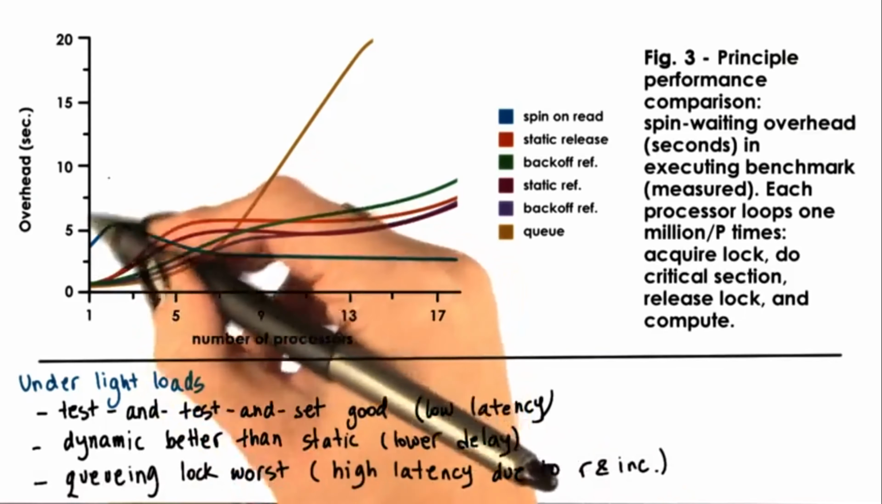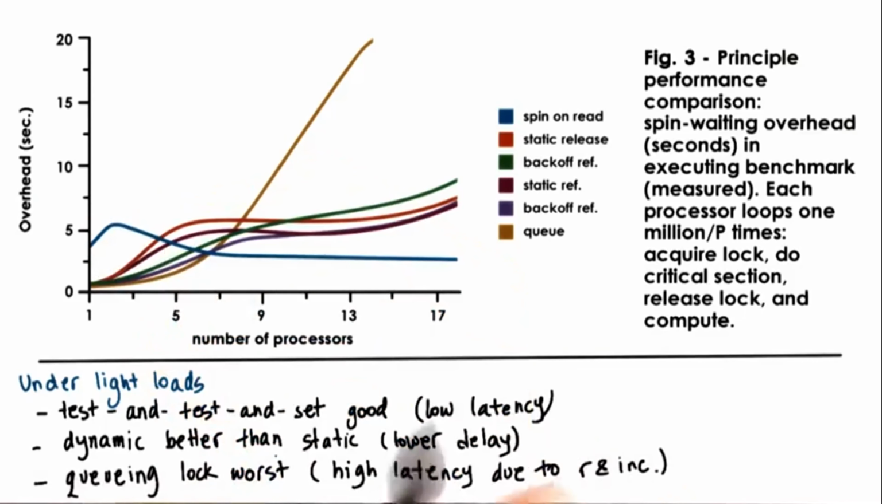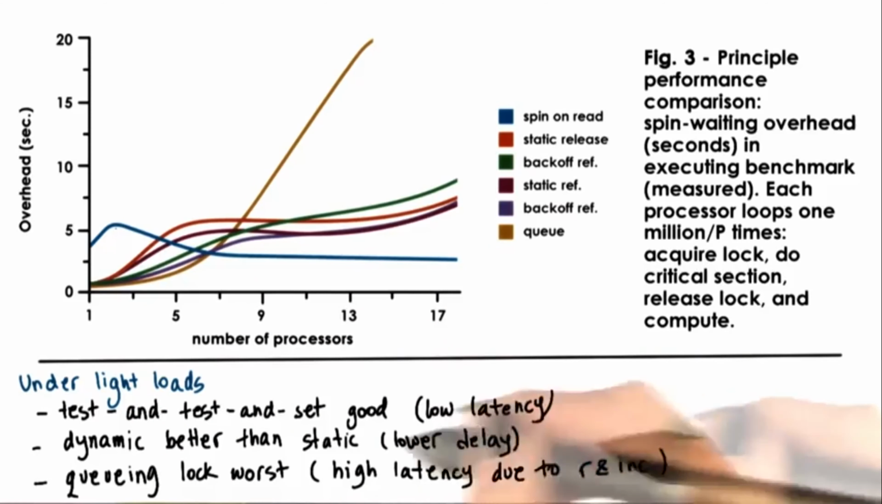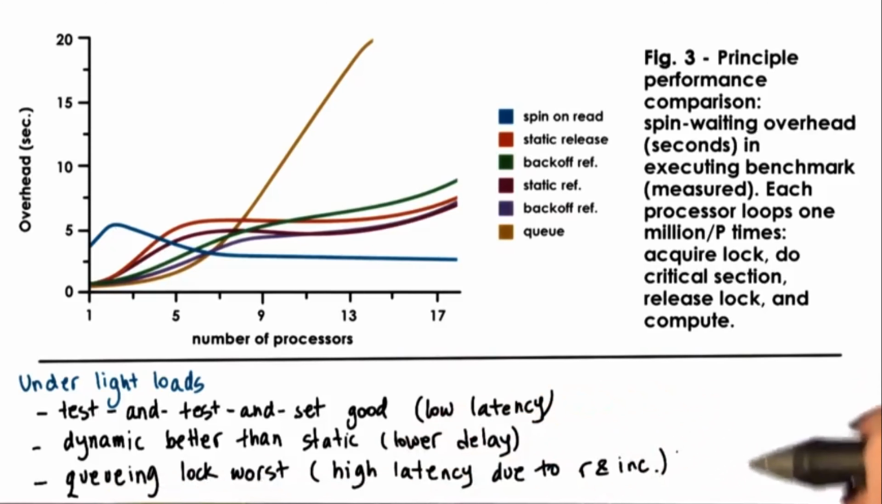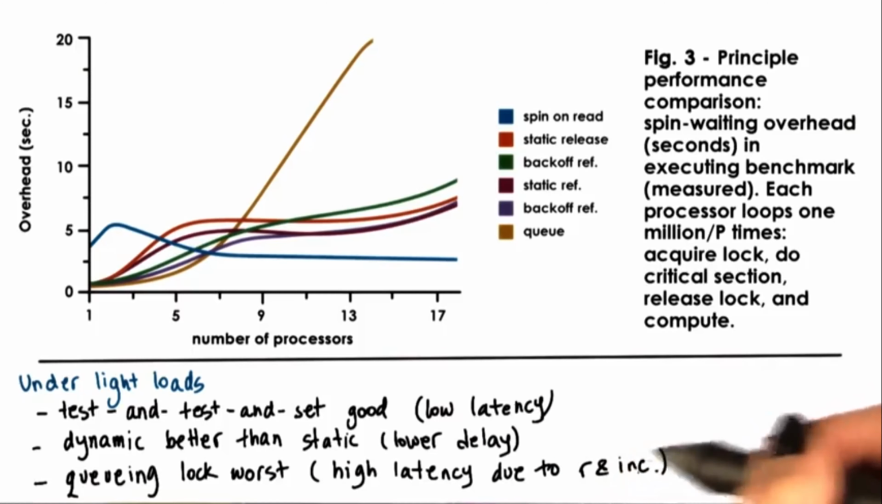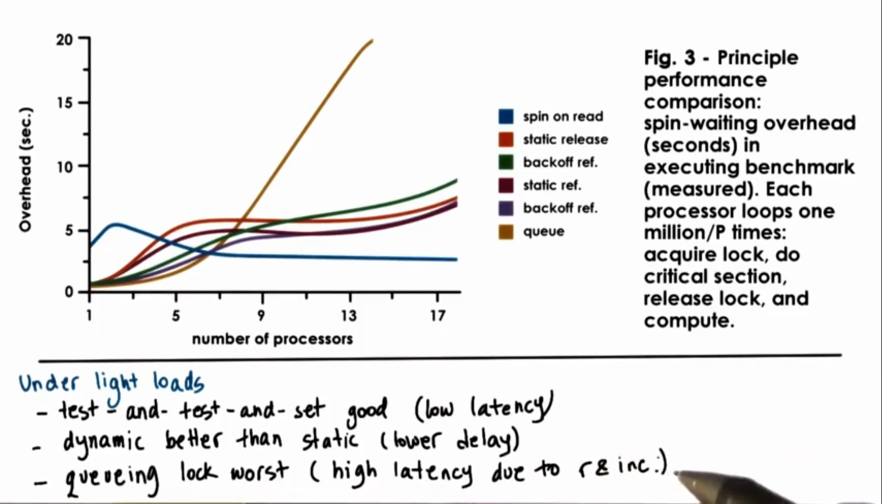We also see that under light loads, the queuing lock performs the worst. This is the performance of the queuing lock. And the reason for that is we explained that with the queuing lock, we have pretty high latency because we need to implement the read and increment and the modular processing, etc. So this is what hurts the performance of the queuing lock under light loads.